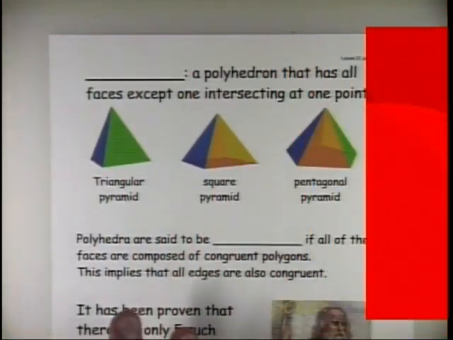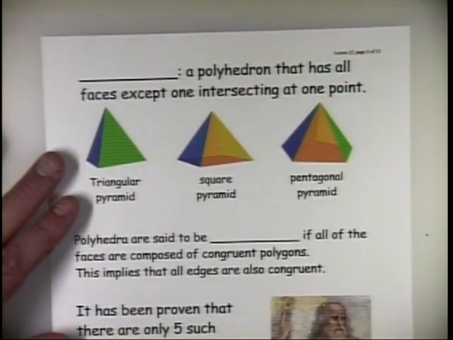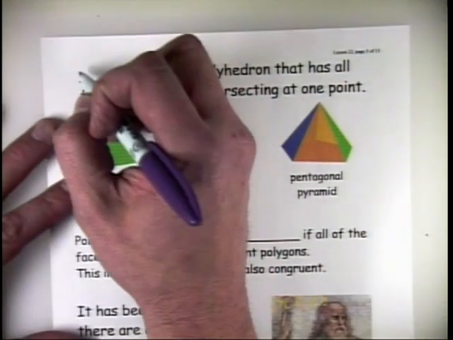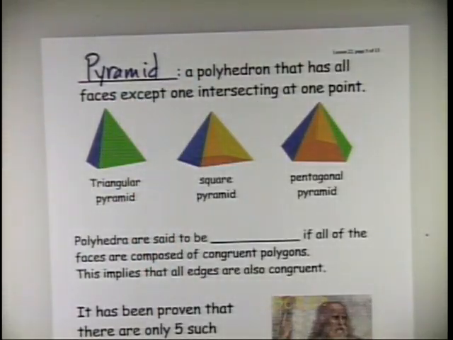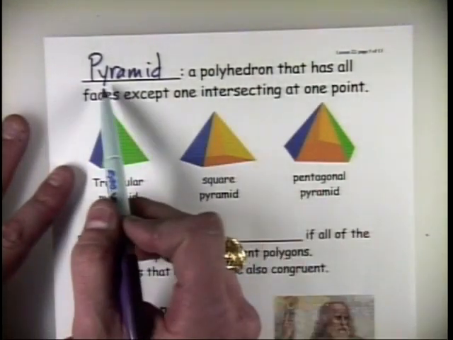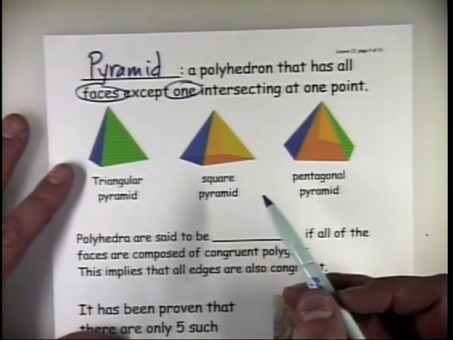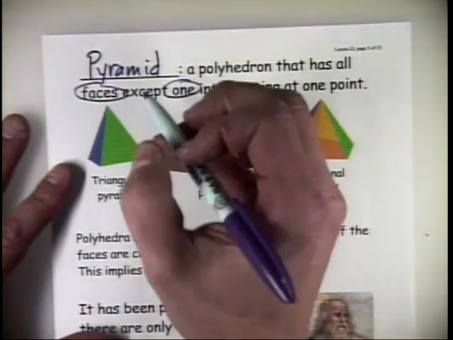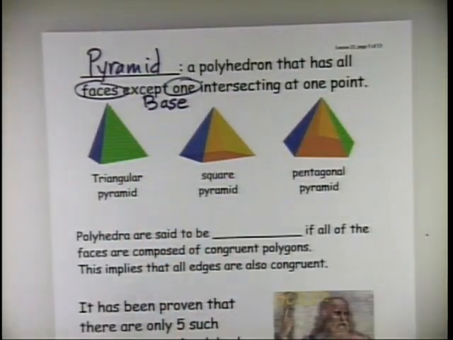The other type of special polyhedra we're going to be looking at are the ones that you're probably familiar with if you've ever studied ancient Egypt or watched a show on the History Channel, and those are the pyramids. A pyramid is a special polyhedron that has all faces except one intersecting at a point. The one that doesn't intersect at a point is called the base. And again, we classify pyramids by the base.